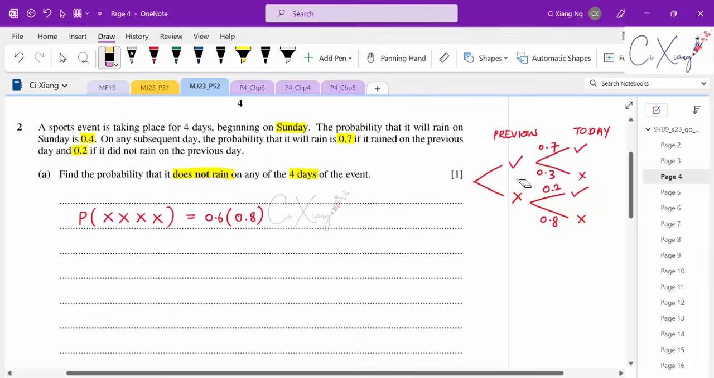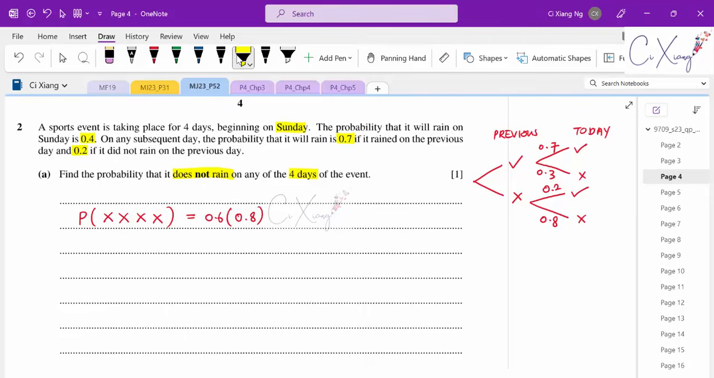Alright, then when you come to third day, you ask yourself, previous day, is it raining or not? Not raining also, right? If previous day not raining, today also not raining, so the probability is still the same, which is 0.8. Then the same thing happens for the 4th day, because previous day not raining, today also not raining, the probability is 0.8. So I'm having 0.6 multiplied with 0.8, 0.8 and 0.8. So from here, I'll get 192 over 625.